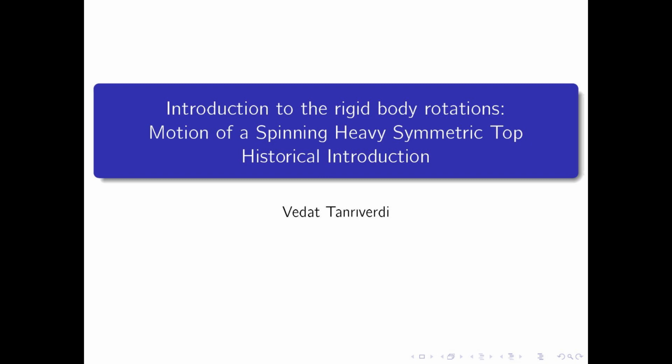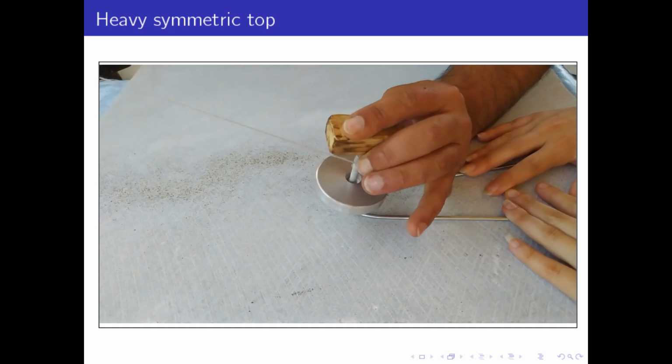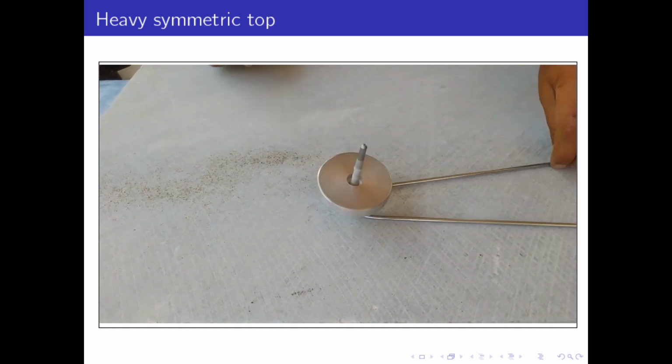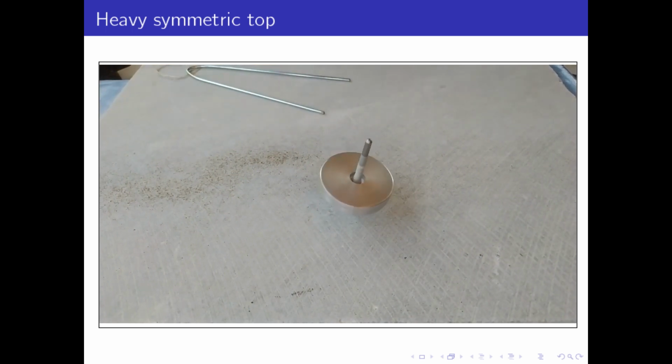Introduction to the rigid body rotations, motion of a spinning heavy symmetric top. Historical introduction. In this picture, we see a heavy symmetric top and we will consider its motion. Here we see a motion of a spinning heavy symmetric top. As you can see, its tip does not move and it can be considered fixed.